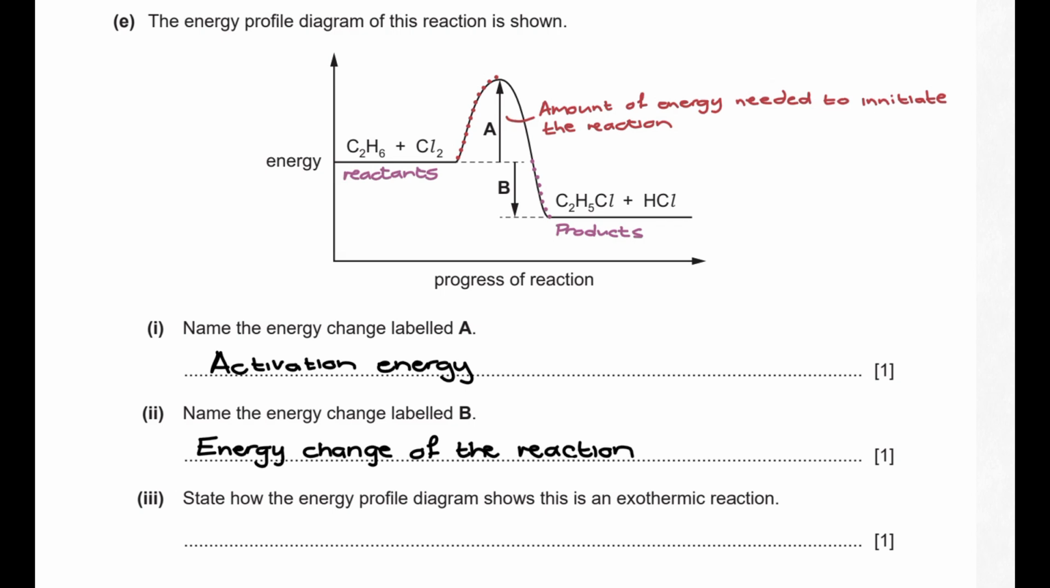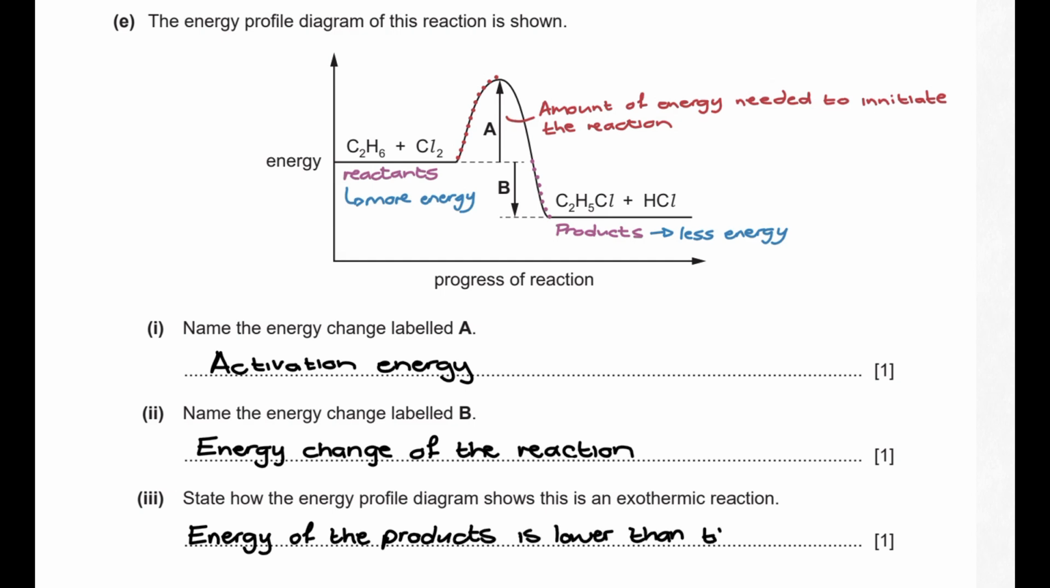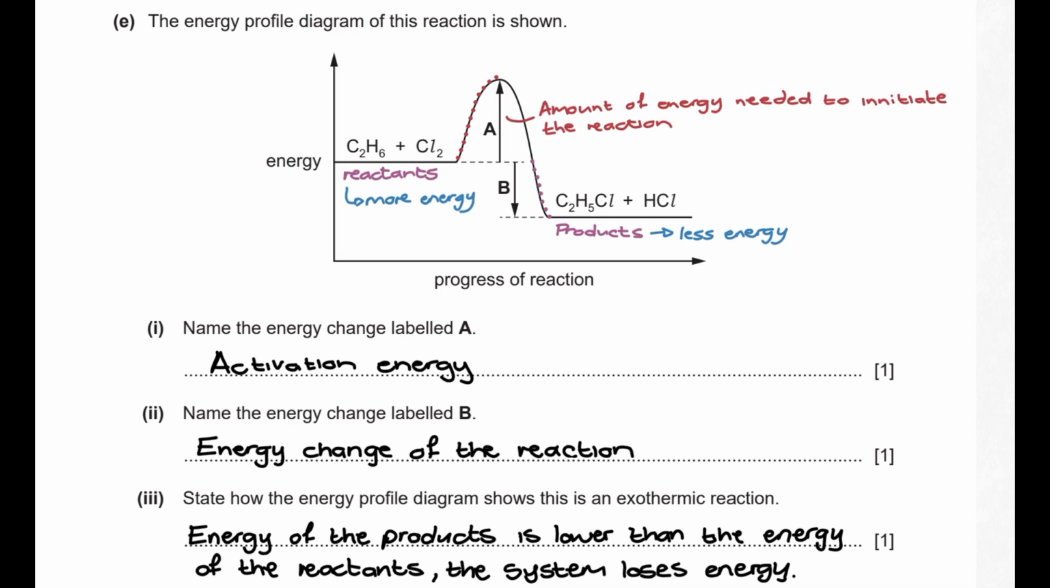Lastly, they ask us to state how the energy profile diagram shows that this is an exothermic reaction. So if we go back to our diagram, we can see that the amount of energy for our reactants is more than the amount of energy for our products. So we know that this is an exothermic reaction because the energy of our products is lower than the energy of our reactants, meaning that the system loses energy.